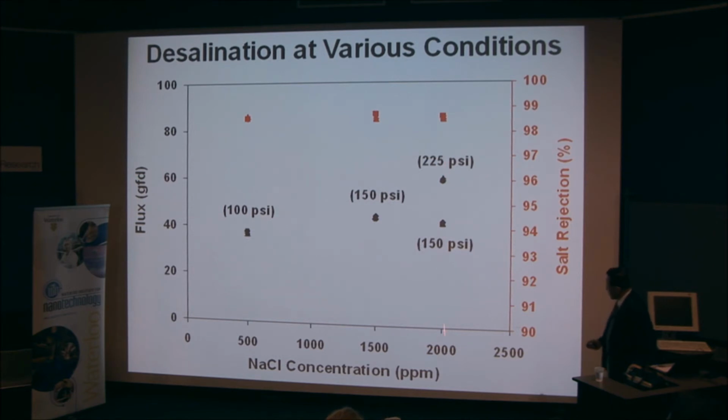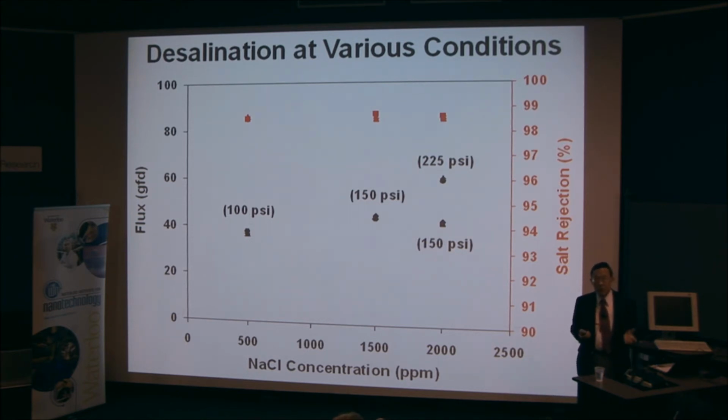Then here we run the 2,000 ppm sodium chloride concentration at a typical brackish water desalination pressure, and the flux is over here, and the salt rejection is over here. Those are data that we saw earlier.